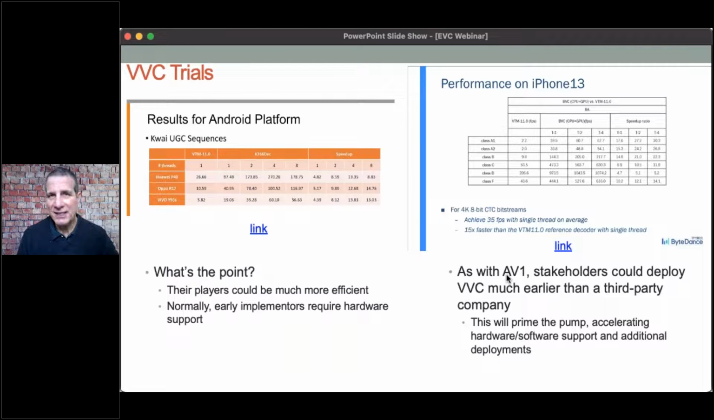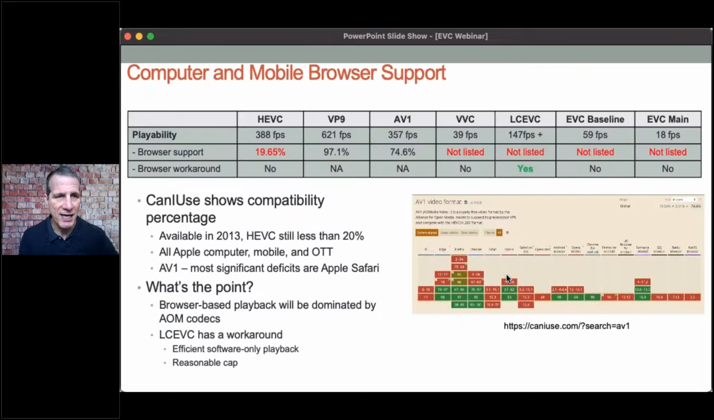To the extent that that works, that's going to accelerate hardware adoption on those platforms. But I think most traditional publishers who don't have a stake in VVC's success will wait until there's hardware support to supply it. So that's the playability side. Now it's the compatibility side.